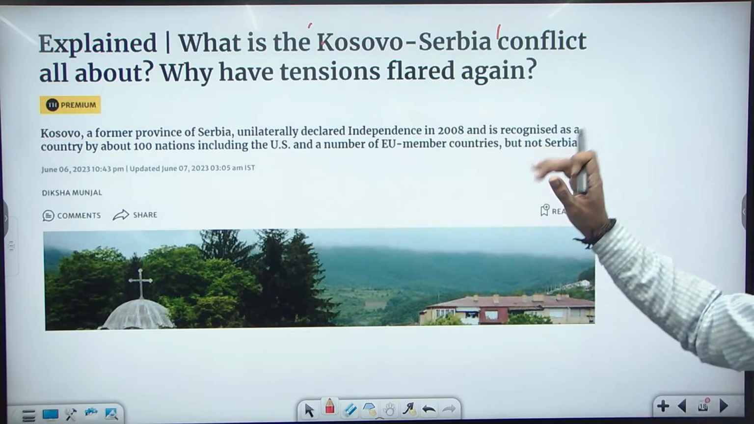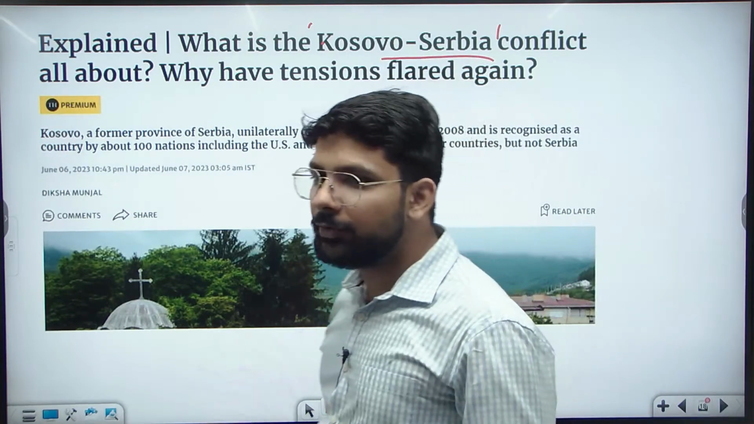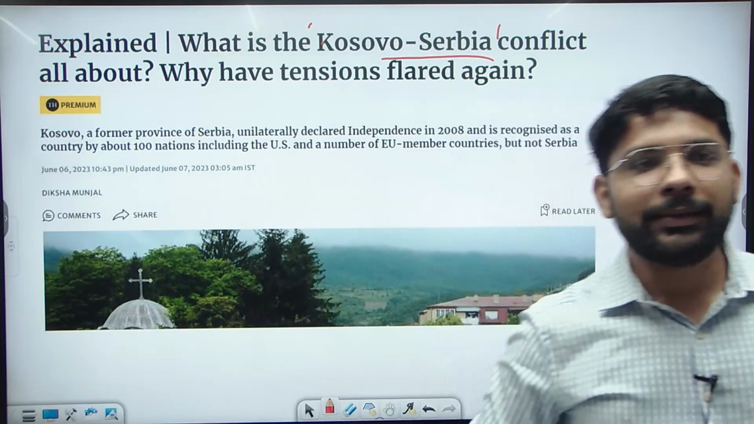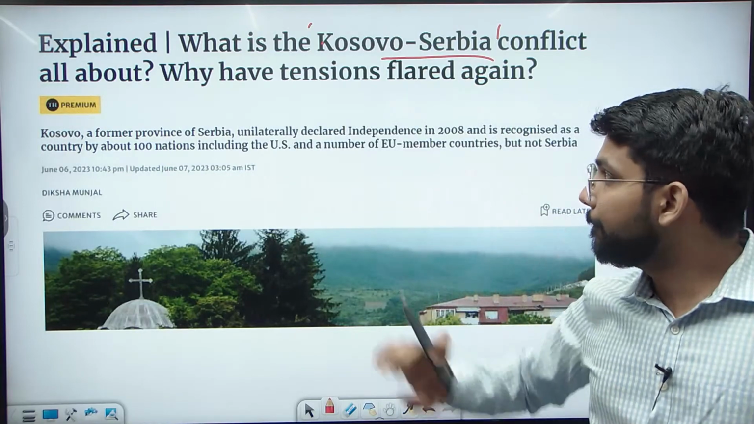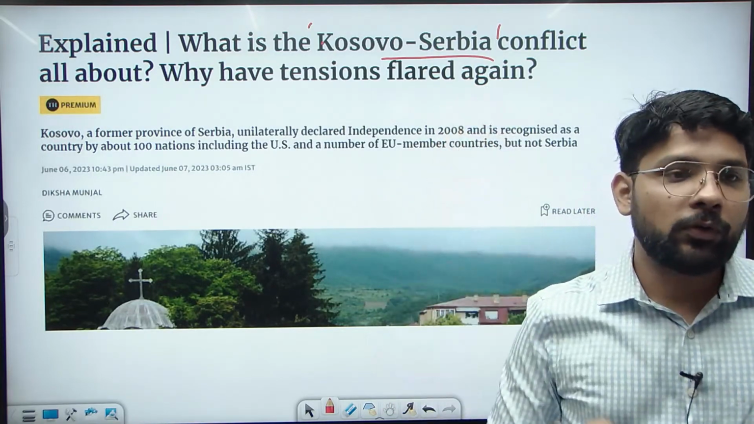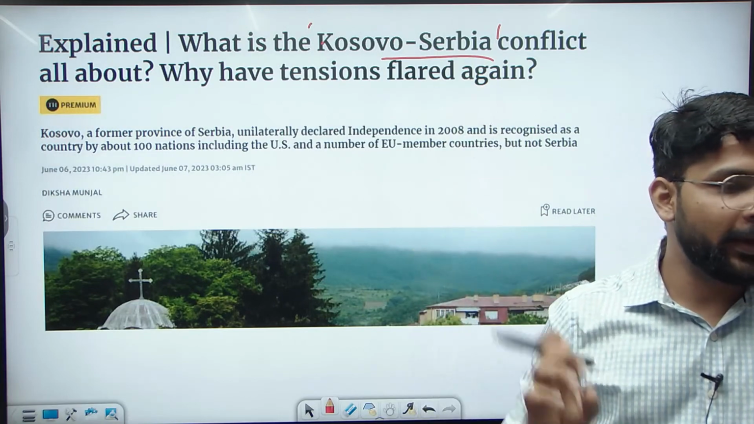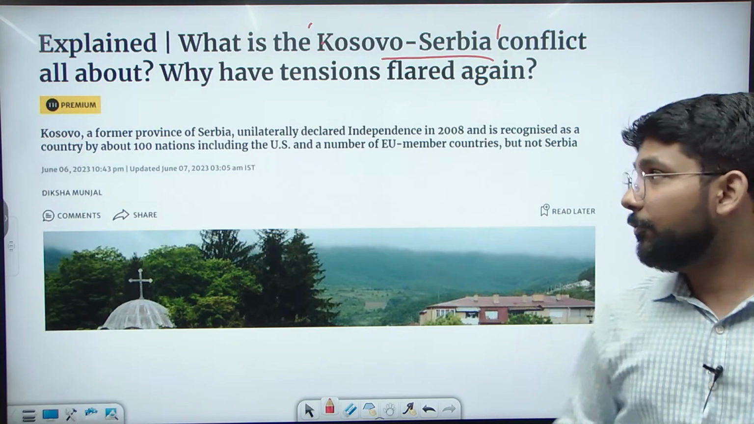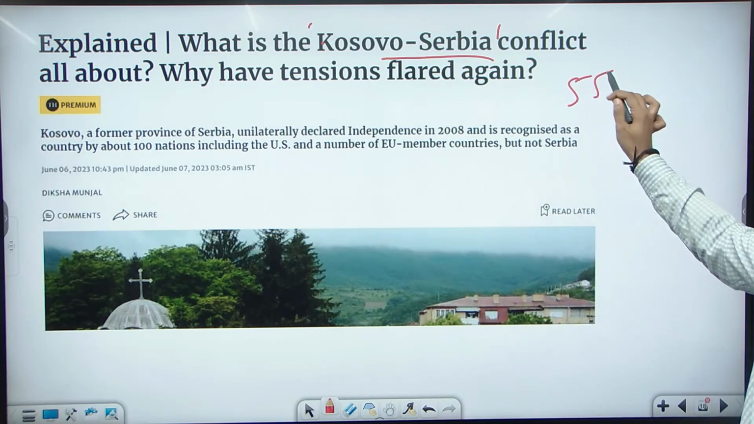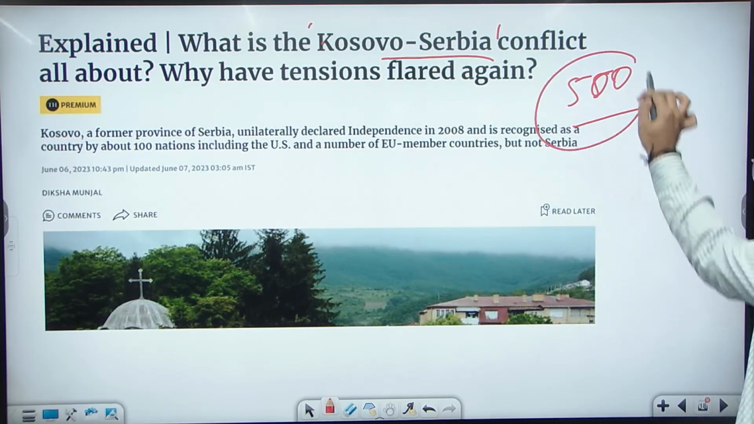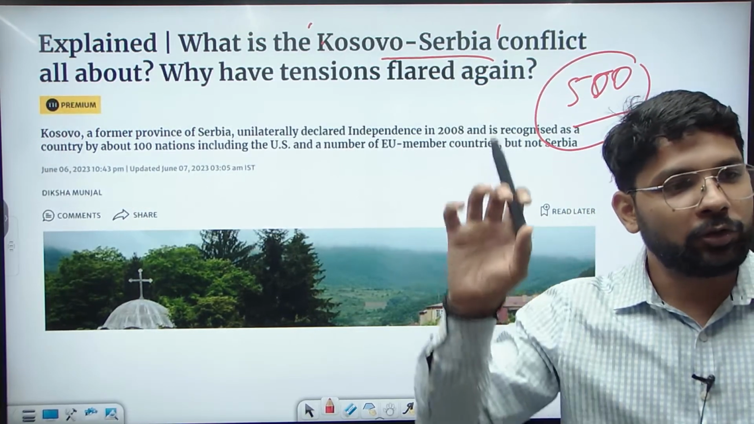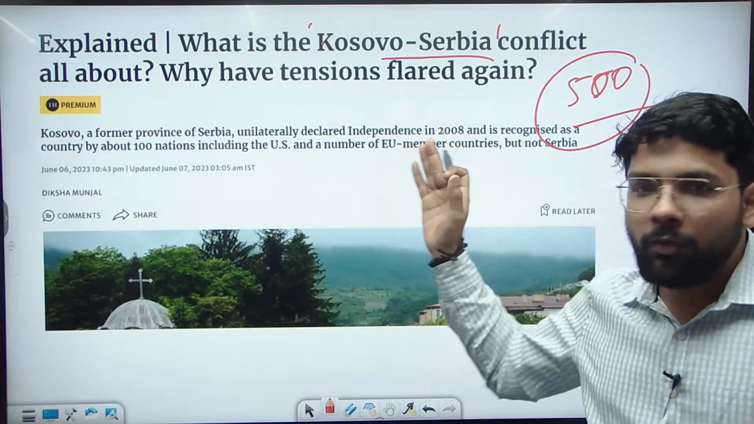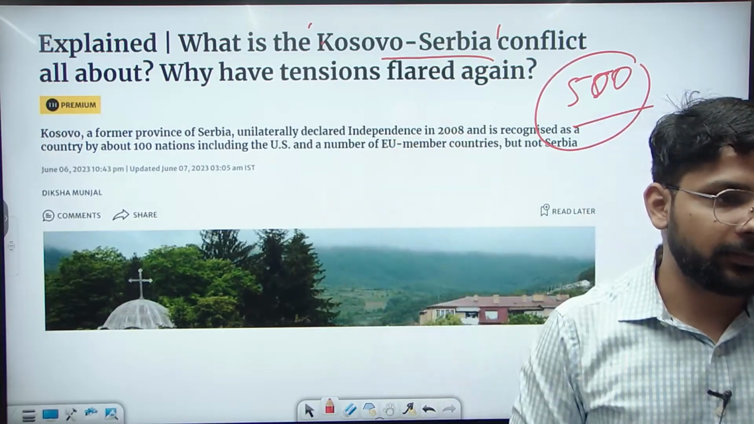There is a story behind the Kosovo-Serbian conflict. The Ottoman Empire, everybody has heard of the Ottoman Empire. During the 13th century, Kosovo was separated from Serbia by the Ottomans. After that, for 500 years, Kosovo remained separate from Serbia as long as the Ottoman Empire remained. As long as the Ottoman Empire existed, Kosovo was different and Serbia was different.